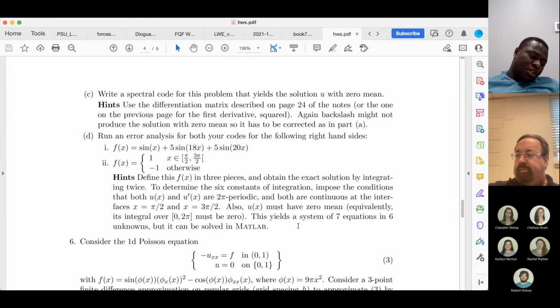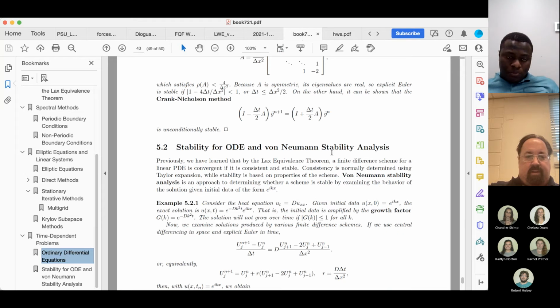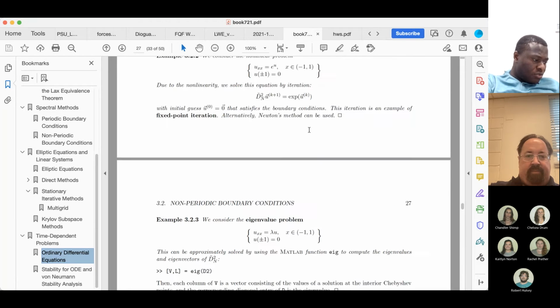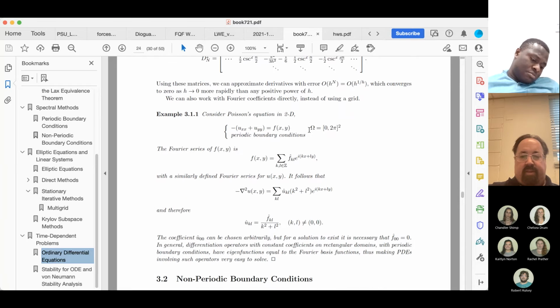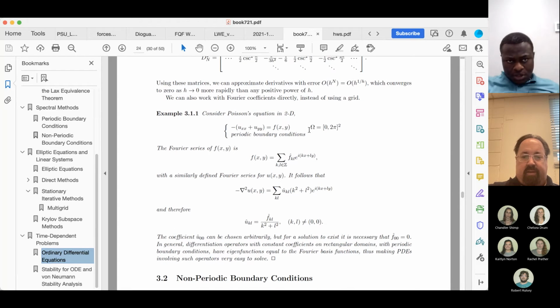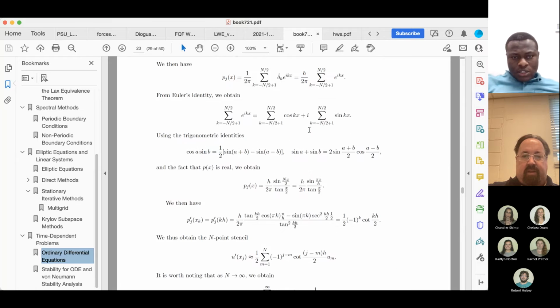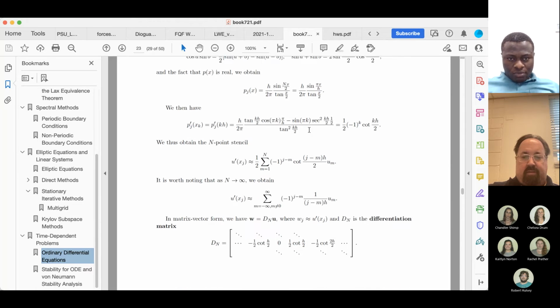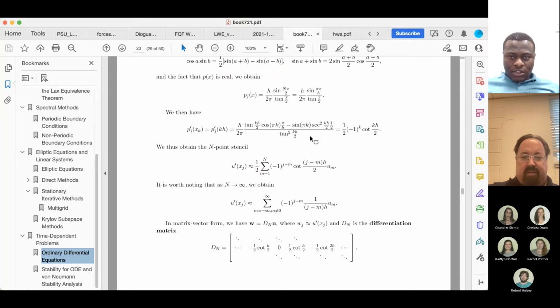I noticed something on page 24 of the notes. This is 24. 23. Yeah, this notation you gave really confused me. Where? Oh, this DN, the differentiation matrix. So what do those arrows on top mean?